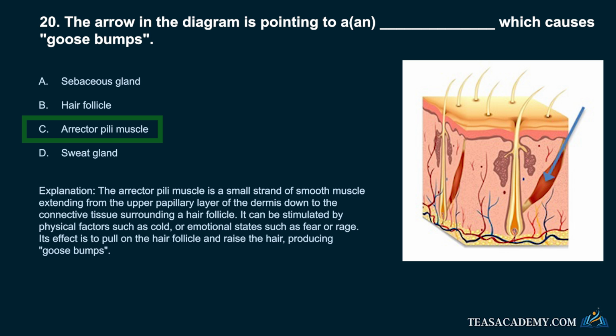The erector pili muscle is a small strand of smooth muscle extending from the upper papillary layer of the dermis down to the connective tissue surrounding a hair follicle. It can be stimulated by physical factors such as cold, or emotional states such as fear or rage. Its effect is to pull on the hair follicle and raise the hair, producing goosebumps.